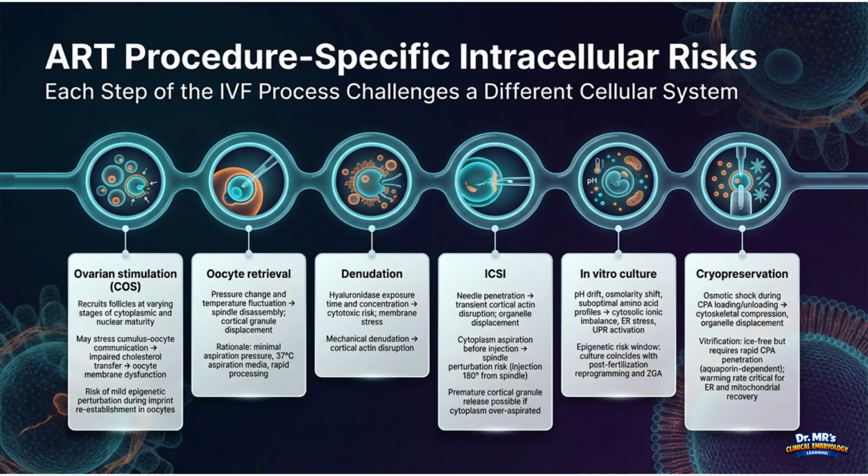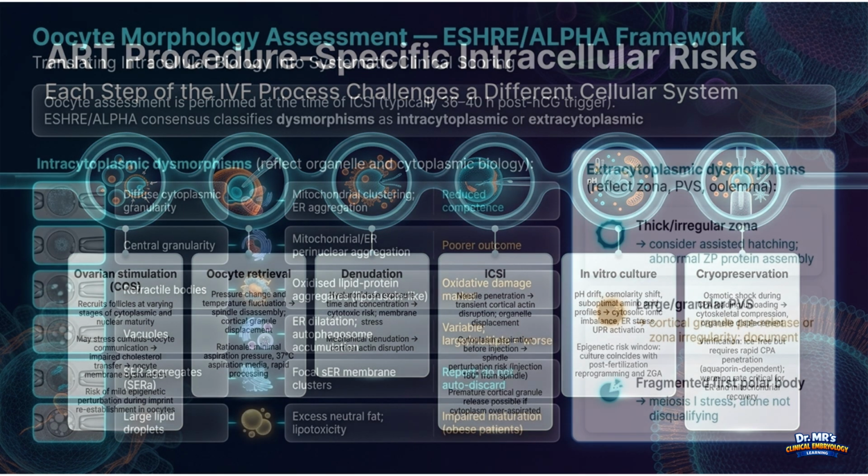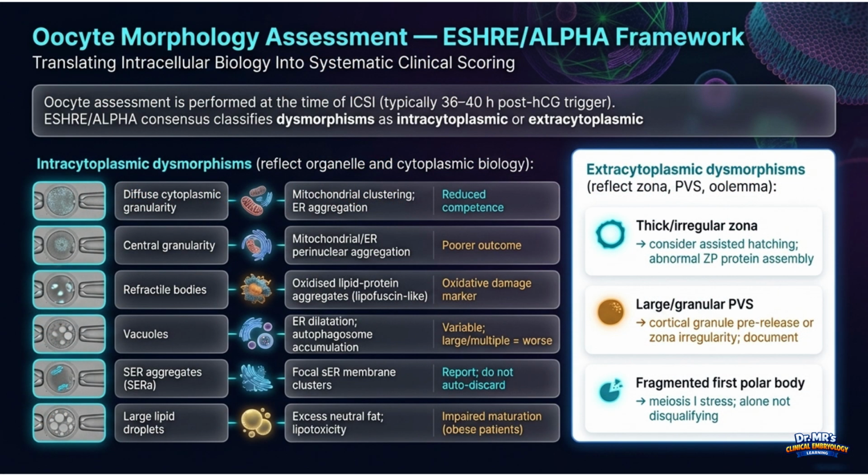So we've navigated the hazards, we've kept the temperature stable, minimized ROS, and injected the sperm perfectly at 3 o'clock. Now we have to evaluate what we've got. Let's move into morphology assessment based on the ESHRE and LFHA consensus criteria. This is where we translate cellular realities into clinical scores.